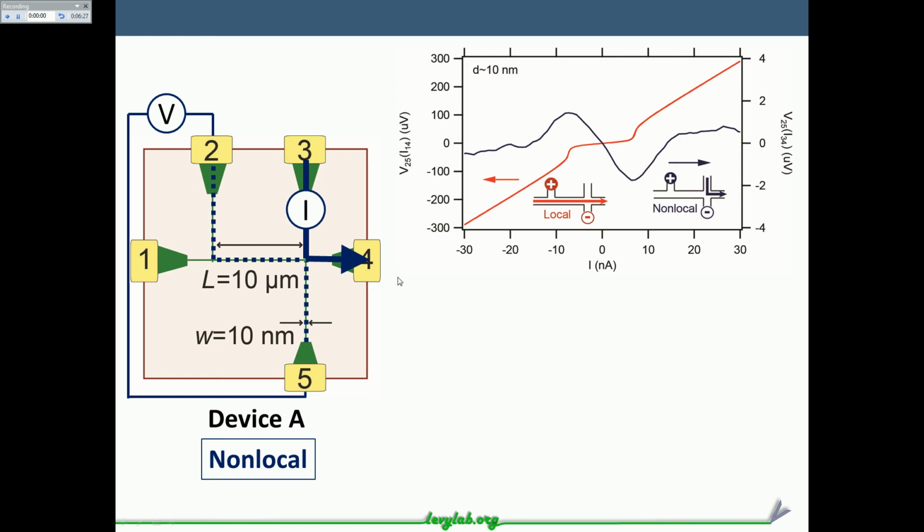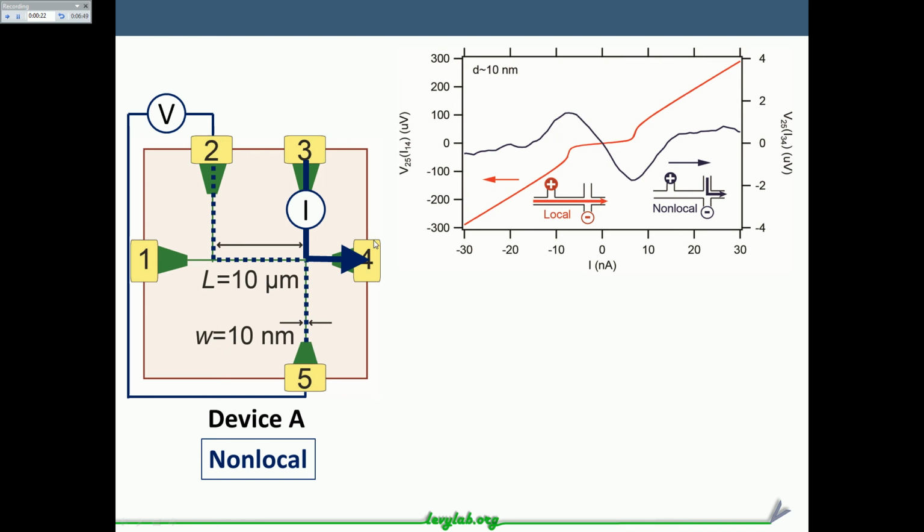And if we go to the so-called non-local configuration, here we're running a current through 3 and 4, measuring the voltage between 2 and 5. Yeah, I guess that's non-local, right? Yeah. So I just filled in these dotted lines to show where the voltage probes are measuring.